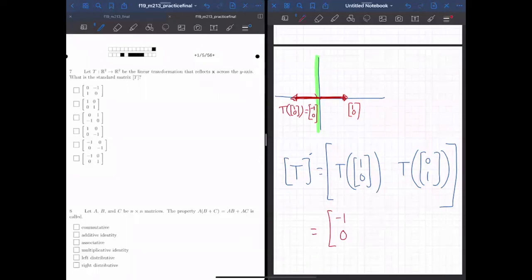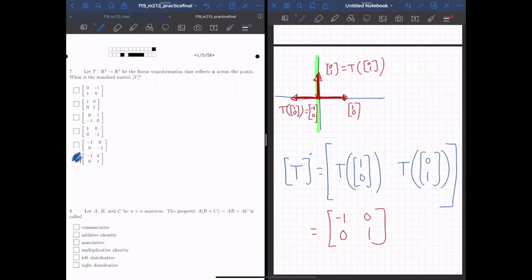Now the second column of my matrix is just going to be whatever happens to this vector here, 0, 1. But when I reflect it in the line, what happens? It just stays put. So T of 0, 1 is just 0, 1. So therefore my second column is 0, 1. Okay? And if I look at this list, I get negative 1, 0, and 0, 1, which I think is the last option. Okay? Any questions on that one there?